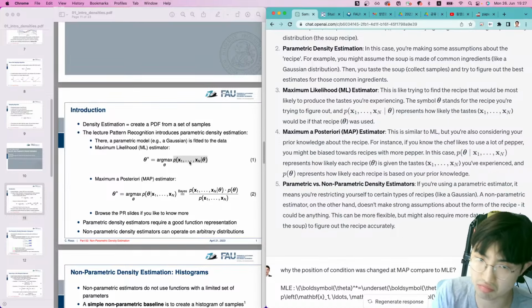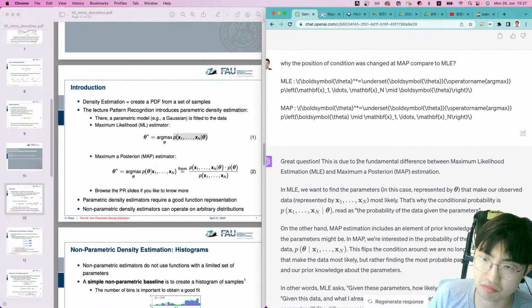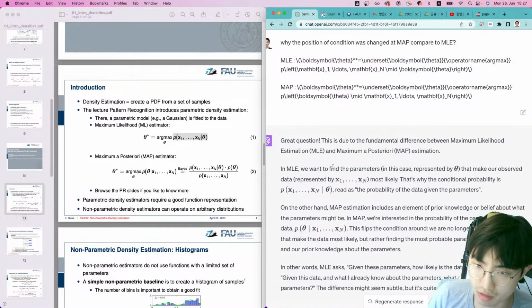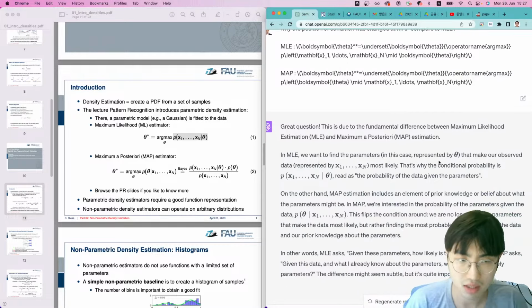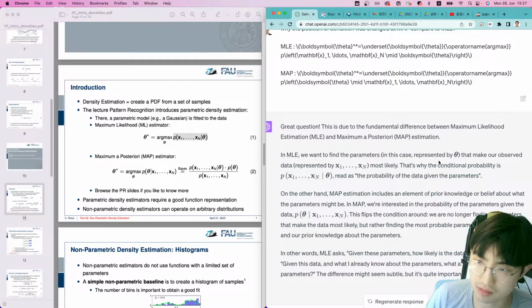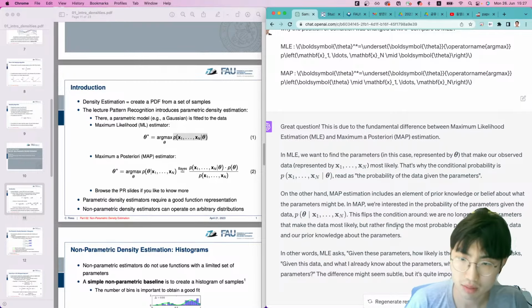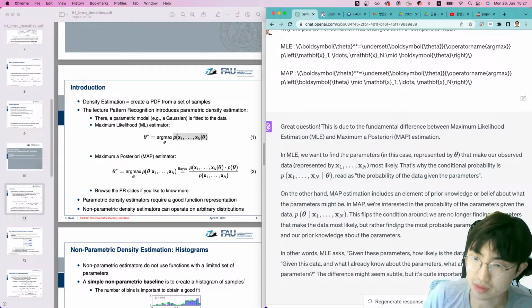Actually the position of the condition is changed here. So why was the position of the condition changed in MAP? We will talk about this. In MLE, we want to find the parameter, represented by zeta, that makes our observed data most likely. That's why the conditional probability is read as the probability of the data given the parameters.